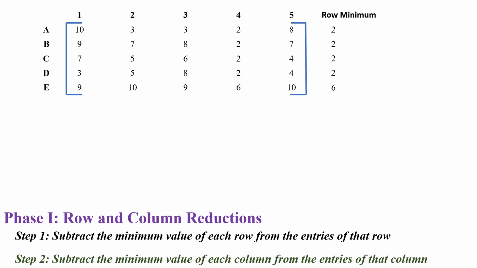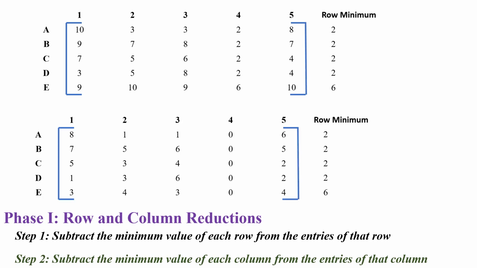Then the cost matrix becomes, for the first row, 10 minus 2, it becomes 8. 3 minus 2, it becomes 1. And 3 minus 2, 1. 2 minus 2, 0. 8 minus 2, 6. In the second row, the minimum value is 2. Then 9 minus 2, it is 7. 7 minus 2, it is 5. 8 minus 2, it is 6. 2 minus 2, it is 0. 7 minus 2, it is 5.